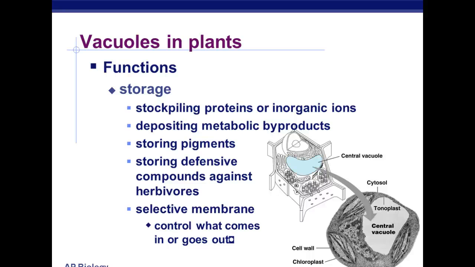Number 4, they store defensive compounds to use against herbivores. That's true. Herbivores stay away from plants that have a bad taste, or in some cases, poison in them. And 5, vacuoles function as a selective membrane to control what comes in or out of a cell. So those are the 5 important functions of vacuoles in plants. So make sure you get those down.